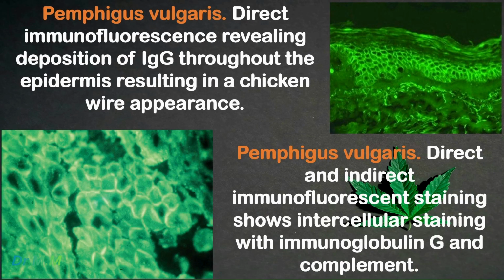Pemphigus vulgaris direct immunofluorescence revealing deposition of IgG throughout the epidermis, resulting in a chicken wire appearance. Pemphigus vulgaris direct and indirect immunofluorescent staining shows intercellular staining with immunoglobulin G and complement.